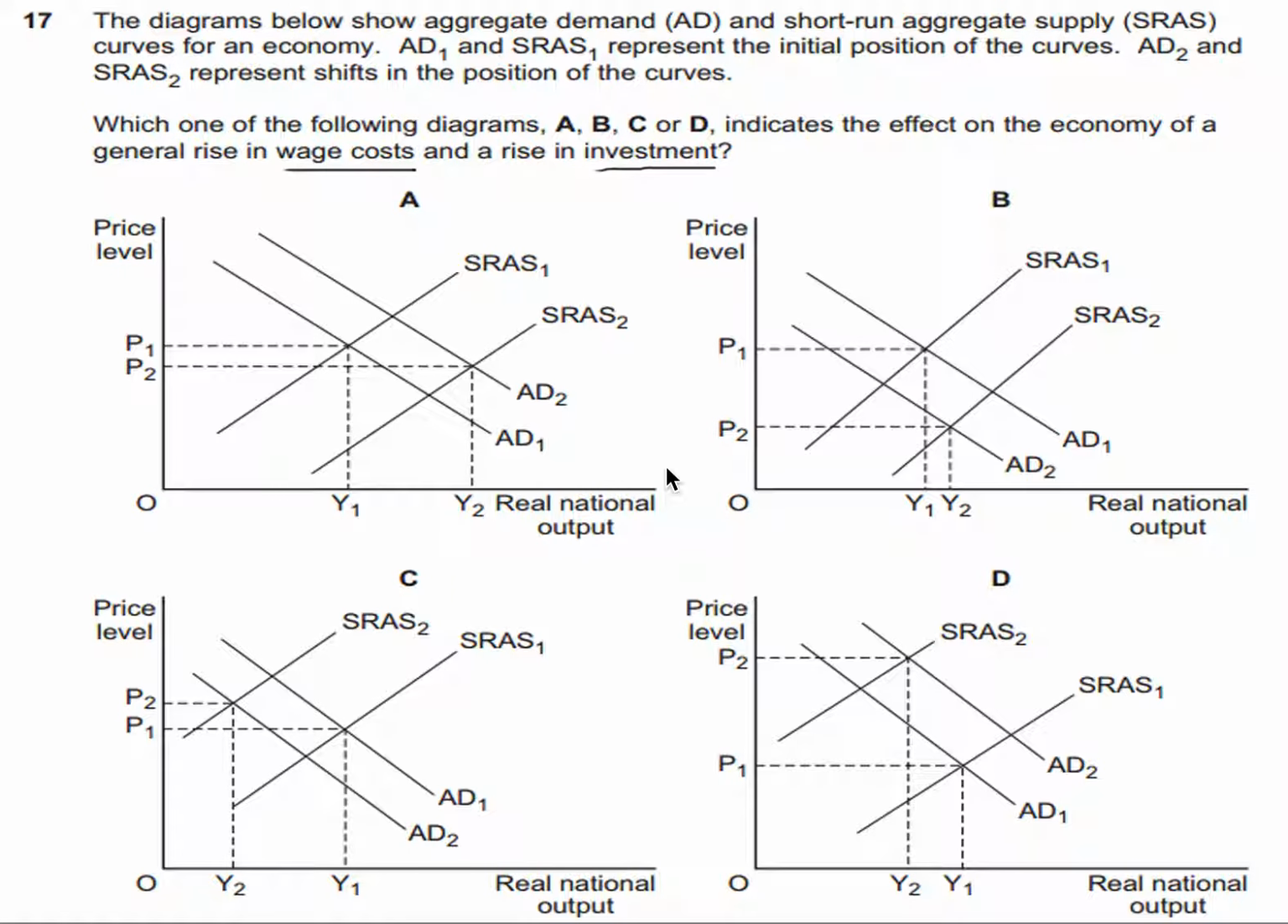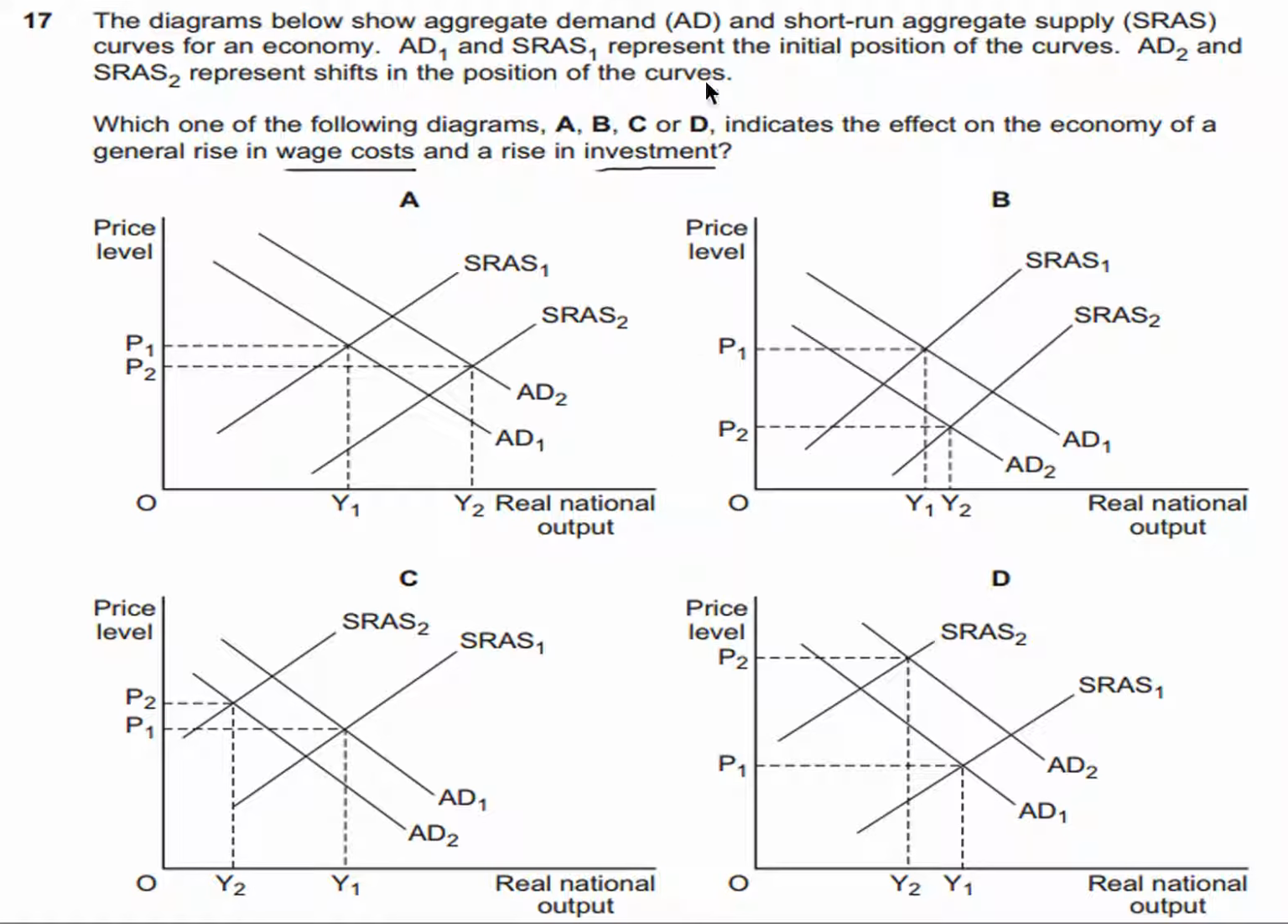This is June 2013, question 17. The diagrams below show the AD curves and the short-run aggregate supply curves for an economy. AD1 and SRAS1 represent the initial position of the curves, and then AD2 and SRAS2 represent shifts in the position of the curve. Which one of the following diagrams, A, B, C, or D, indicates the effect on the economy of a general rise in wage costs and a rise in investment?